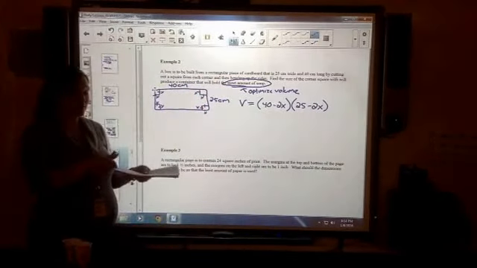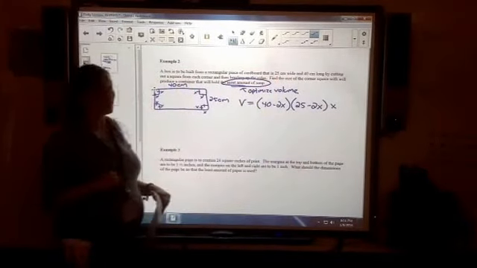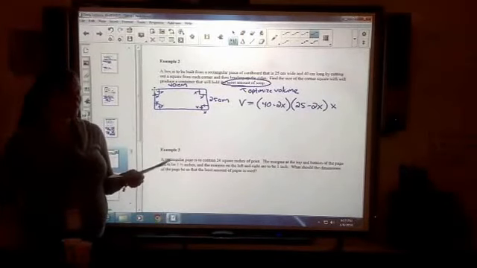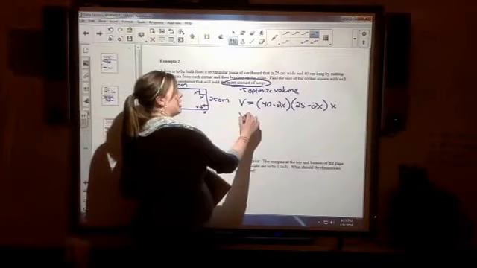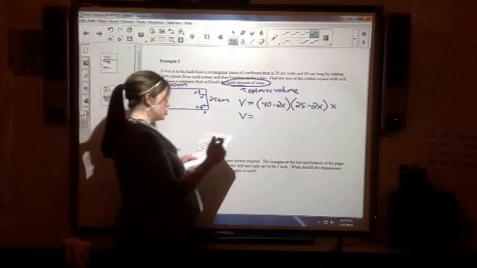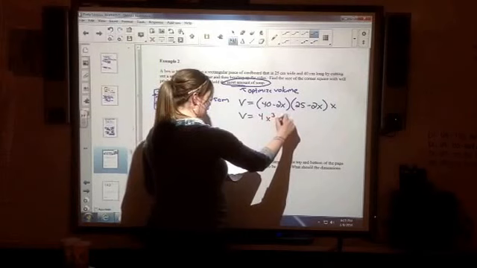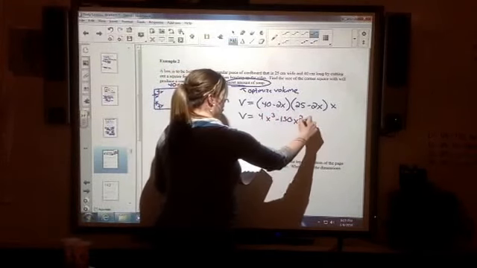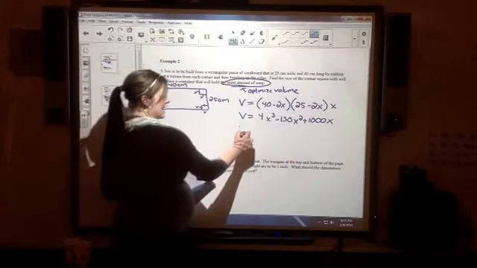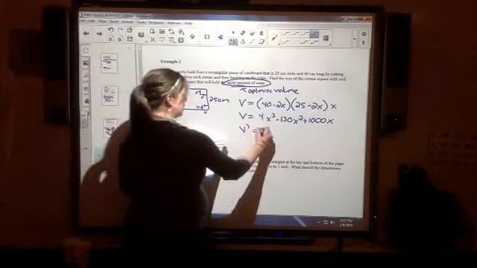Length times width times height. When I fold up the box, the height is going to be as big as this square, so I'm going to say times x. If you are optimizing anything, you need to take the derivative. Take the time to actually multiply this out, do that now. You should get that volume is equal to 4x cubed minus 130x squared plus 1000x. What you're going to do then is take the derivative. So you get 12x squared minus 260x.